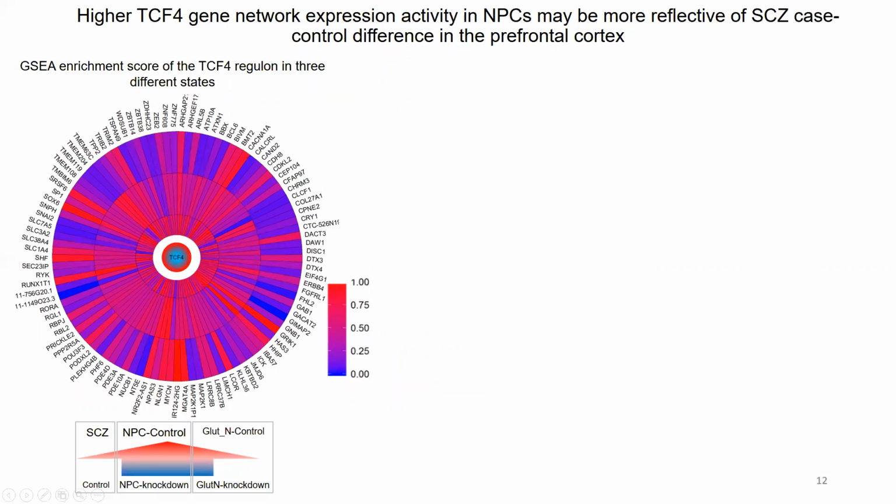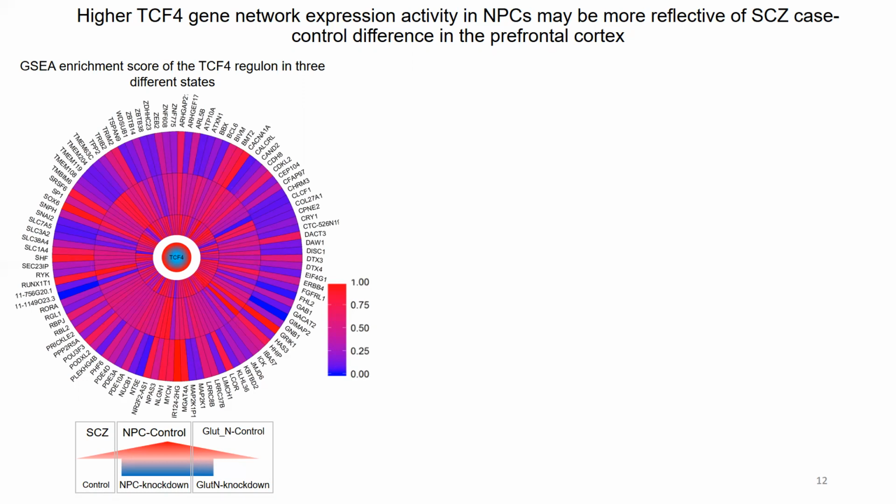Now, although analysis of TCF4 knockdown in neuronal progenitor cells and glutamatergic neurons supported the role of TCF4 as a transcriptional master regulator, the TCF4 network activity, which is the correlation between TCF4 expression and its regulons' expression patterns, may be different in neuronal progenitor cells and glutamatergic neurons. So this cell type-specific expression of the network activity may inform when the temporal expression of TCF4 is most relevant to the disease pathogenesis.